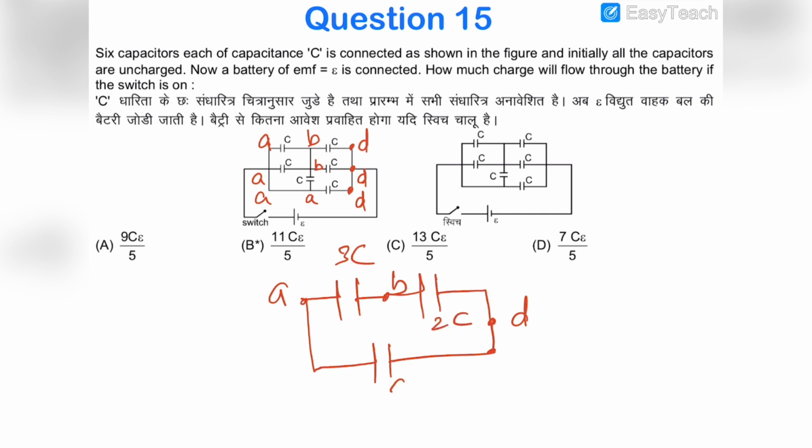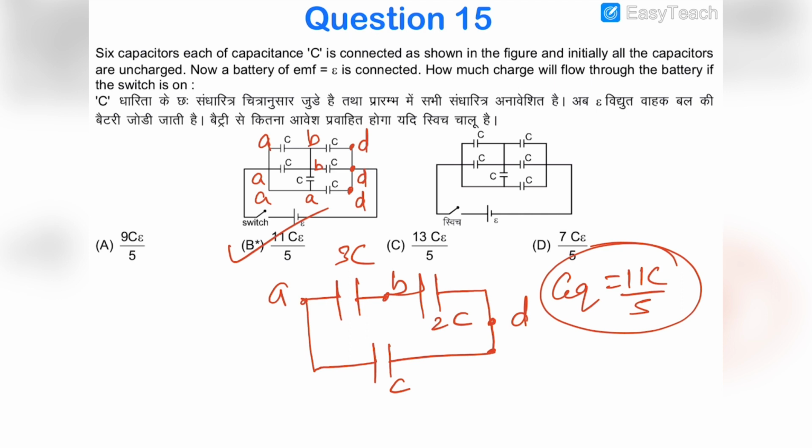So this is C, so you can see that 3C and 2C are in series, so the equivalent capacitance of these two would be 6C by 5, and 6C by 5 and C are in parallel to each other, so it would be 11C by 5. So the charge flowing through the battery, with C equivalent 11C by 5, would be option B, which is 11CE by 5. Now let's move on to the next question.